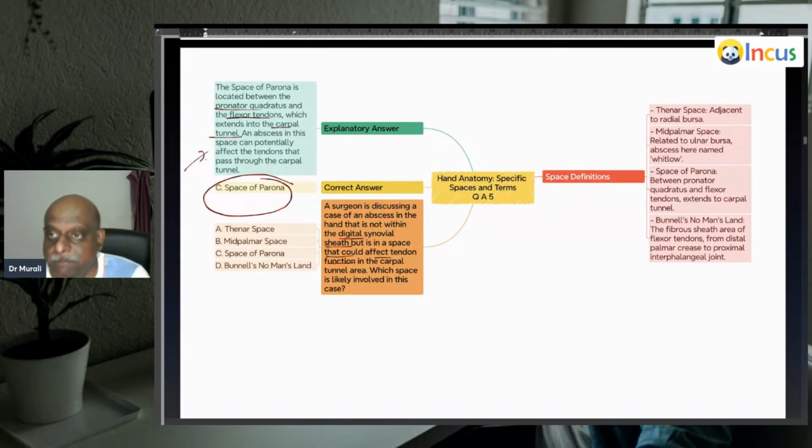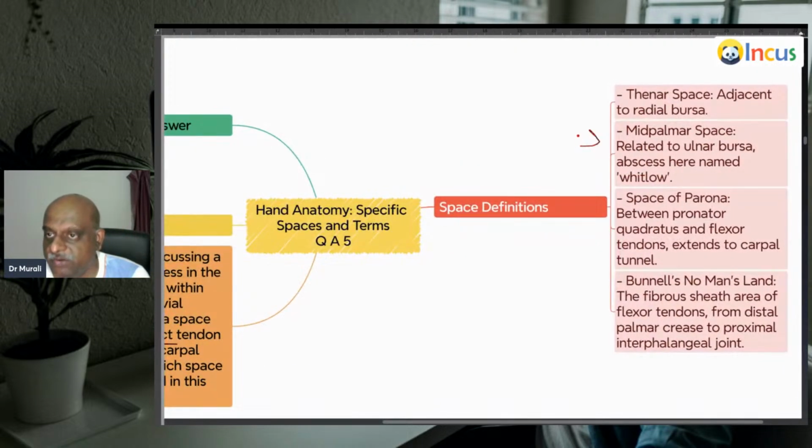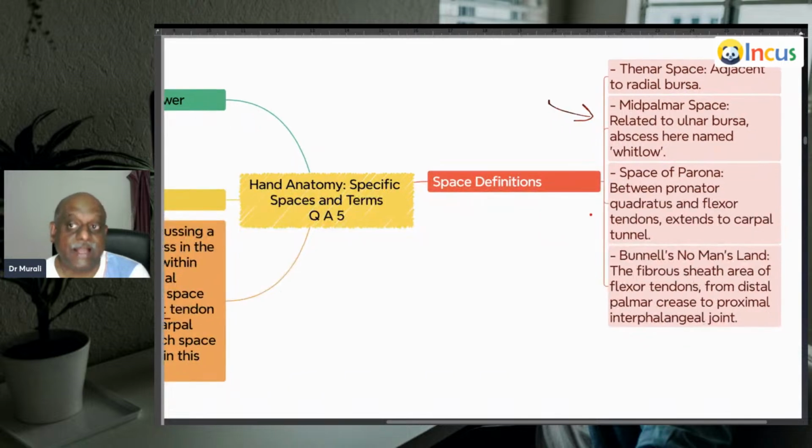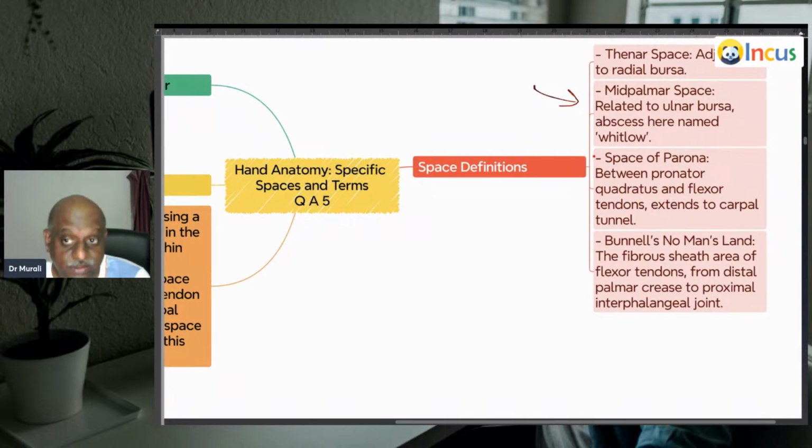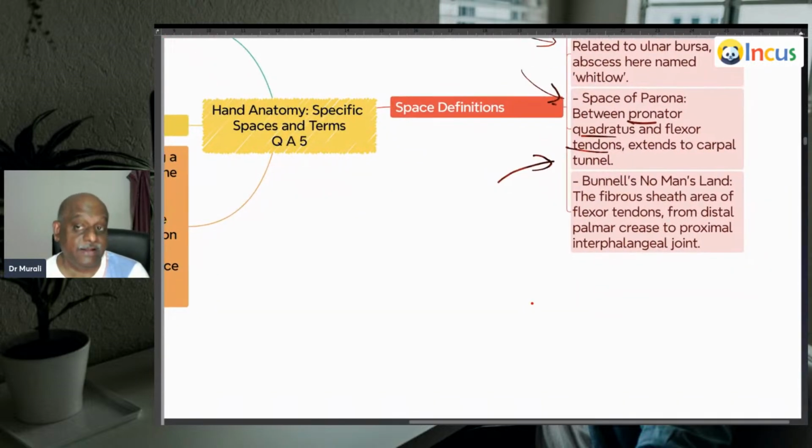So there's a mid-palmar space related to the ulnar bursa. Abscess here is called Whitlow. The space of Parona is behind pronator quadratus and flexor tendon. It extends to the carpal tunnel.